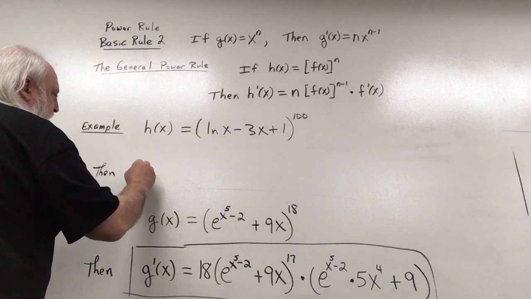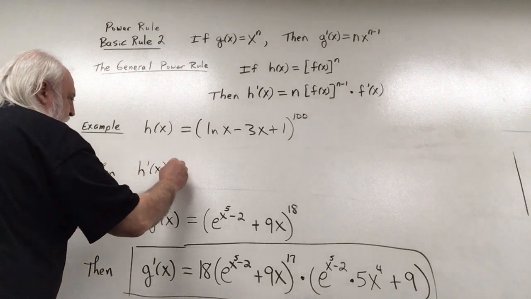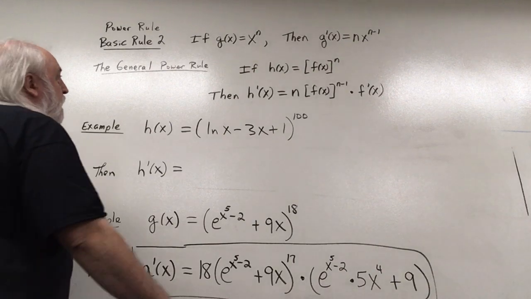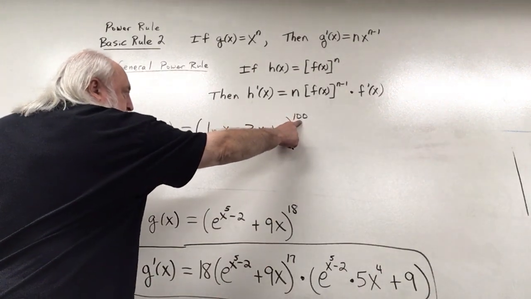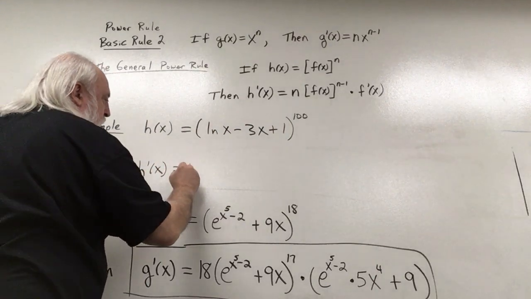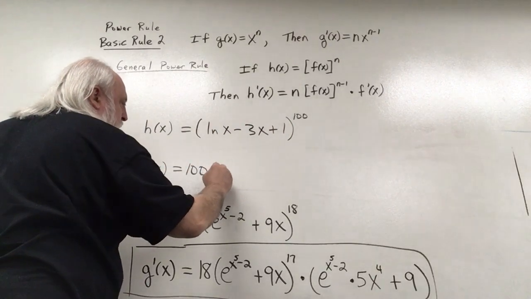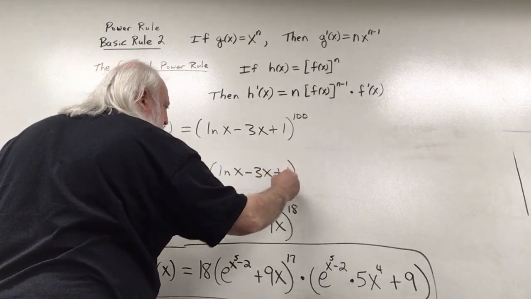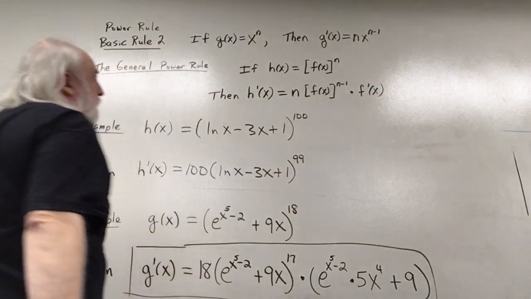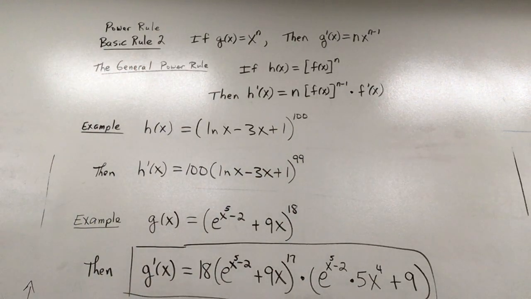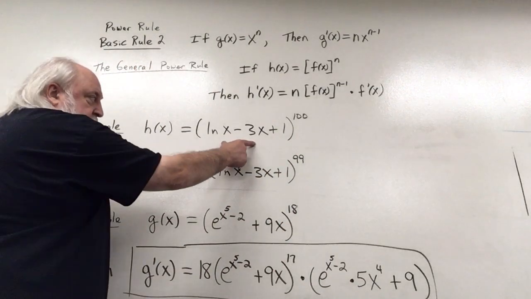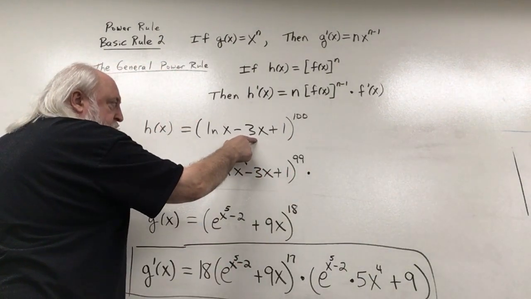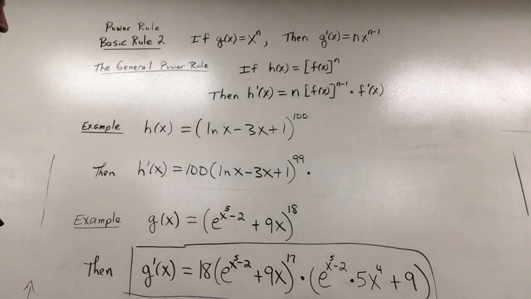So the derivative of h of x, denoted h prime of x, is equal to, using the general power rule, we bring the exponent 100 down in front of the left parenthesis. And then we subtract 1 from the exponent, just like we would with the power rule. But because this isn't just x in the parentheses, we have to multiply this by the derivative of what's inside the parentheses. We've got 3 terms.